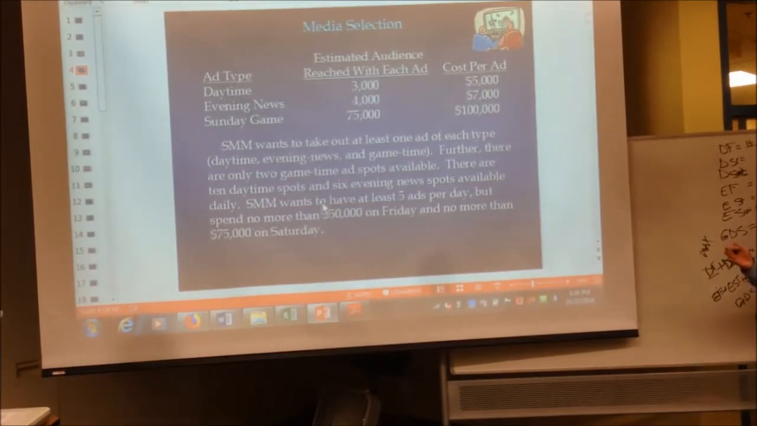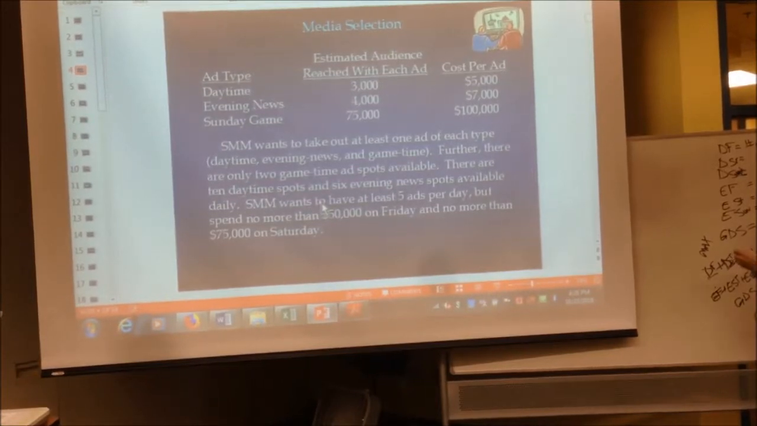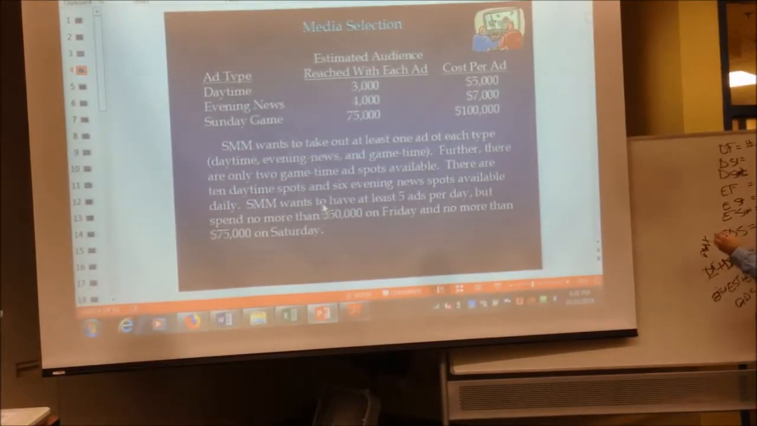We could put the variables, but all that would say then is we're maxing the amount of ads we're placing, because each variable represents how many we're placing. But we're trying to max something else, which is the number of people we're reaching. So I've got to take each variable and turn it into the number of people we're reaching. So your objective function is going to be how many people are reached on daytime ads: 3,000 times daytime Friday plus 3,000 times daytime Saturday, and so on.